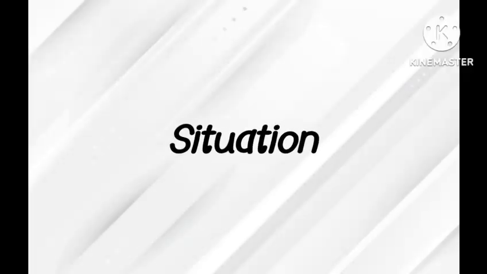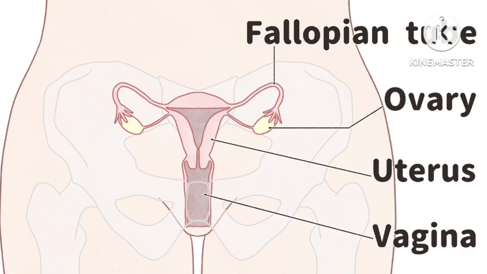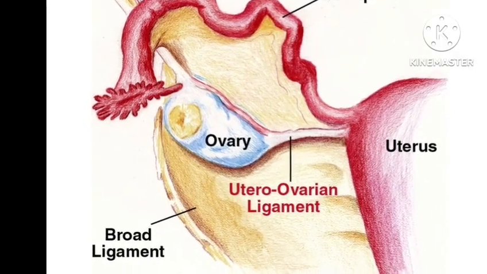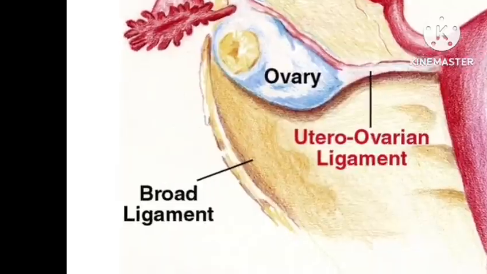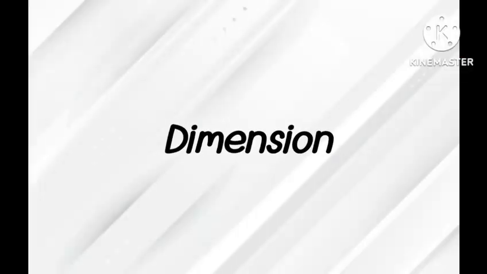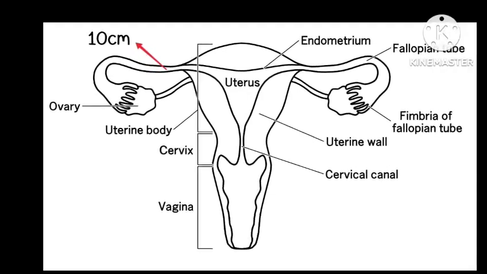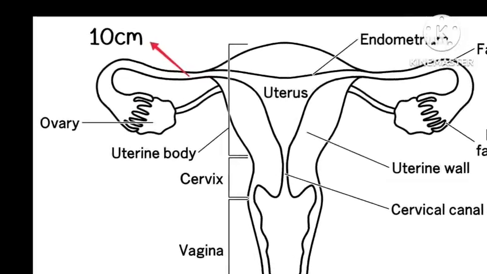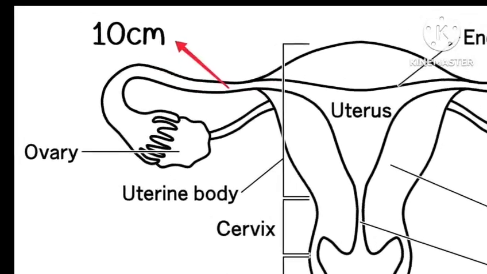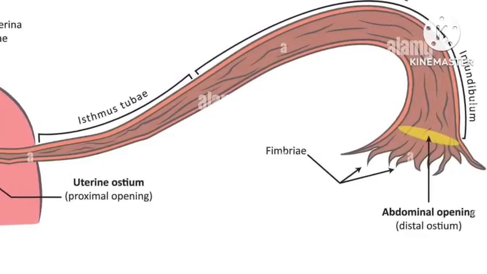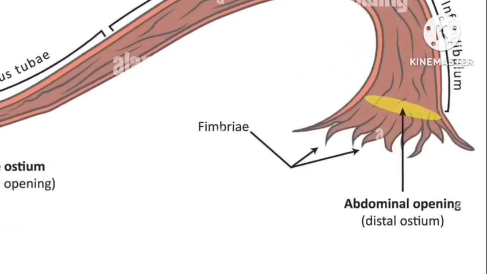Second, situation. These are situated in the free upper margin of the broad ligament of uterus. Third, dimensions. Each uterine tube is about 10 cm long. At the lateral end, the uterine tube opens into the peritoneal cavity through its abdominal ostium.